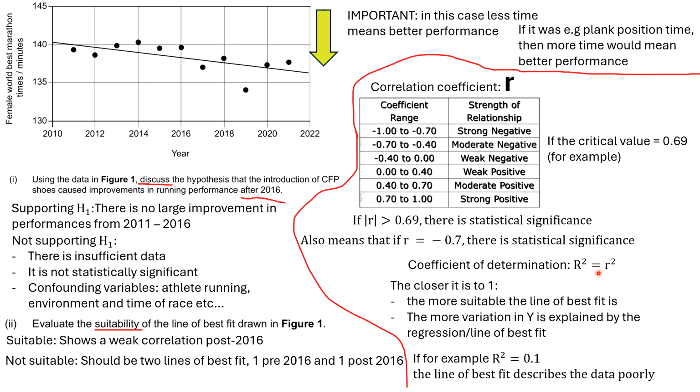Coefficient of determination. So to evaluate a line of best fit with it, if you're given it, or otherwise you can just square the correlation coefficient. The closer it is to 1, because it's always going to be positive, because you know negative times negative is still positive, the more suitable the line of best fit is, and the more variation in the y variable is explained by the regression line, which is the same as the line of best fit. So more variation is explained by the line of best fit. If for example r squared equals 0.1, that's bad, and it means that the line of best fit describes the data poorly.